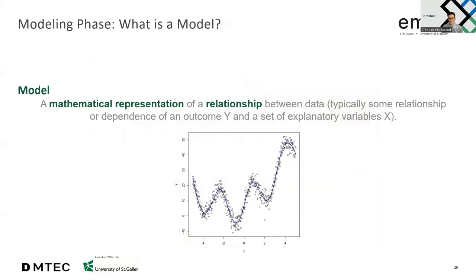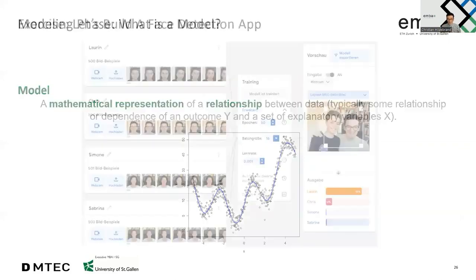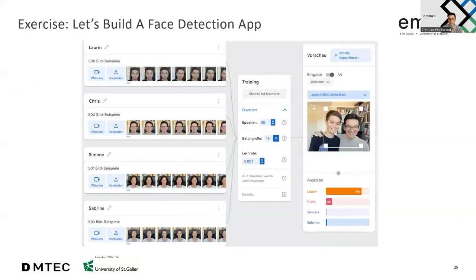So then the question is, what is a model? A model is just a mathematical representation of a relationship between data. In the past example, what we want to understand is what are the specific features that make this category Laurin? What are the specific facial features that make this category Sabrina? And let me quickly go back here. So the model is trying to learn, for instance, my wife Sabrina, she has some curly hair. She's blonde. Simon has dark hair. I have dark hair. Laurin has dark hair as well. And I'm wearing glasses. Simon is not wearing glasses. Laurin is not wearing glasses.